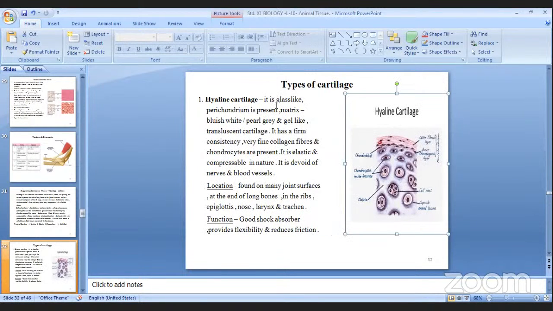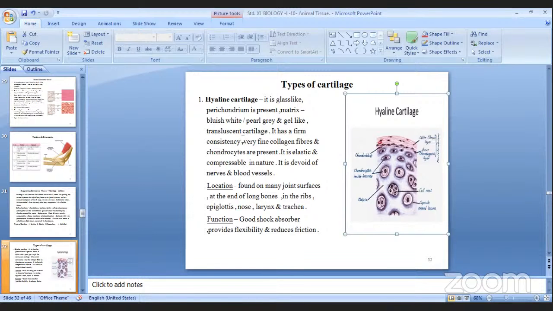Clear? Now see here, hyaline cartilage. It is glass-like. Types of cartilage: hyaline cartilage, elastic cartilage, calcified cartilage, and fibrocartilage. These 4 cartilages we will be studying. Now this is hyaline cartilage. Hyaline itself means glass-like. It has a bluish white appearance, or pearl gray color. Pearl means moti. And it is gel-like.